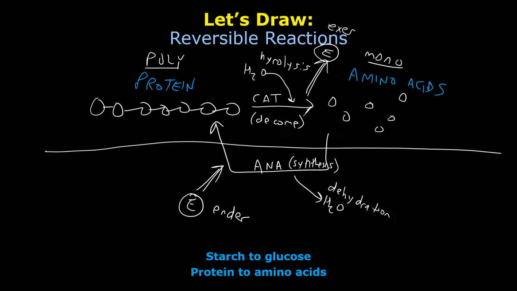If I wanted to break apart a protein, I would do it through hydrolysis. If I wanted to build a protein from amino acids, I would do it through dehydration synthesis reactions. So these are called reversible reactions, depending upon the amount of water in the system and the amount of polymers and monomers already in the system. These are reversible reactions. You can go both ways.